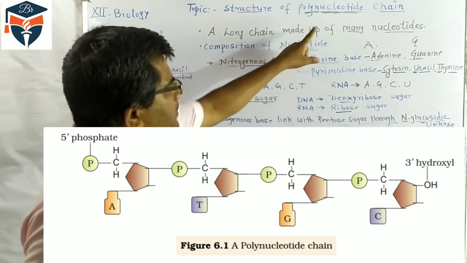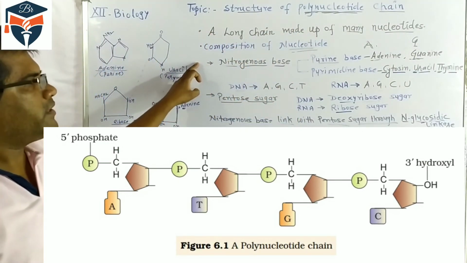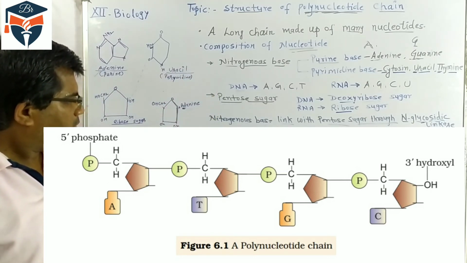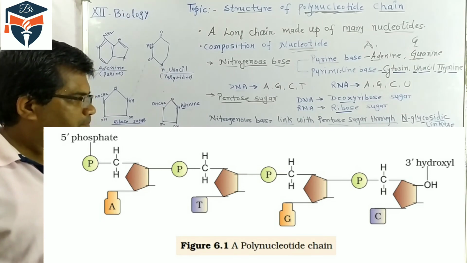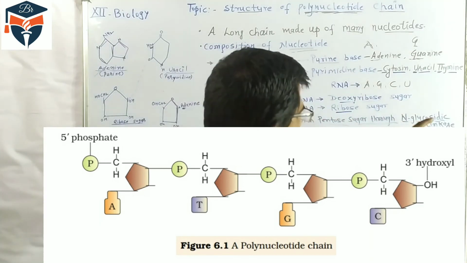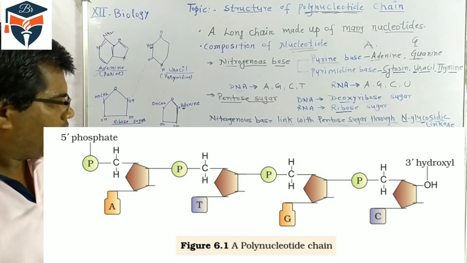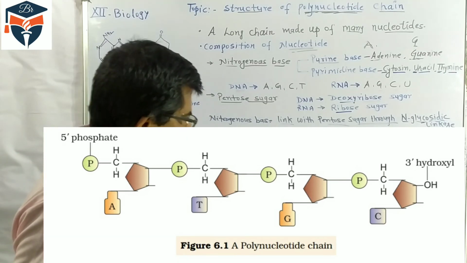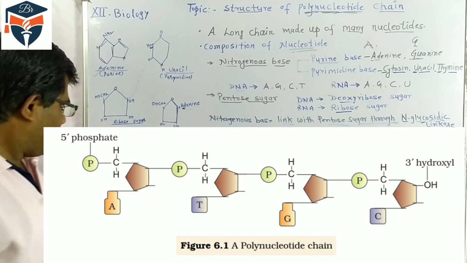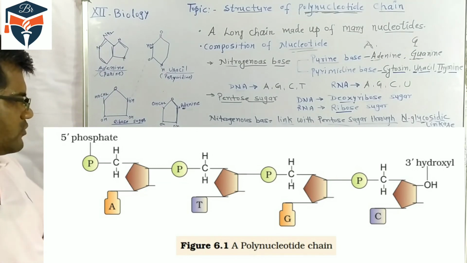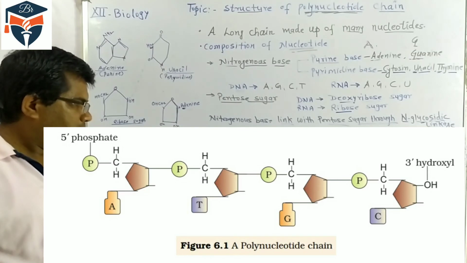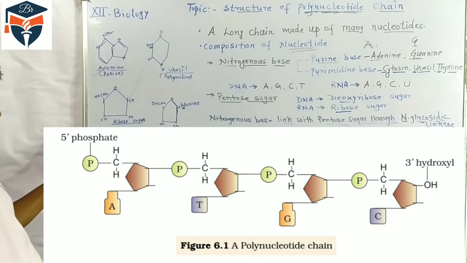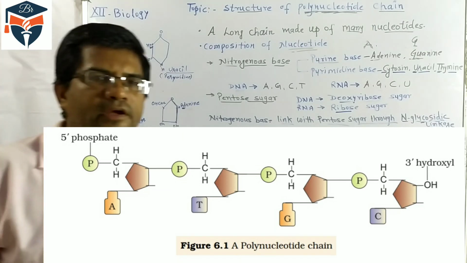So overall we should remember what a polynucleotide chain is: a long chain made up of many nucleotides. The three components of a nucleotide are nitrogenous base, pentose sugar and phosphate group. When a nitrogenous base and pentose sugar are combined by which bond? A glycosidic linkage, then it forms a nucleoside. But when a phosphate group is added to the nucleoside with the ribose sugar, that is called a nucleotide. Many nucleotides form a long chain, called a polynucleotide, and one end is the 5th end and the other end is the 3rd end of the polynucleotide.